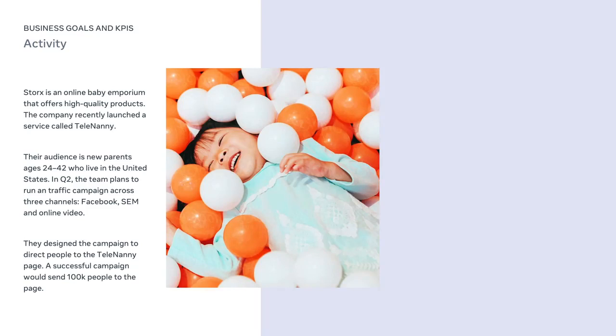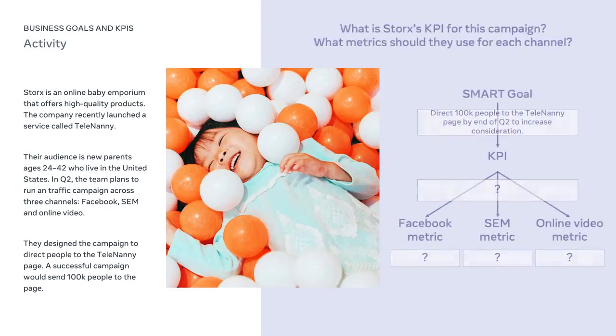In Q2, the team plans to run a traffic campaign across 3 channels: Facebook, search, and online video. They designed the campaign to direct people to the Telenanny page, which features the value proposition. A successful campaign would send 100,000 people to the page. Their SMART goal is to direct 100,000 people to the Telenanny page by end of Q2 to increase consideration. And to do this, the team plans to direct people to the Telenanny page.